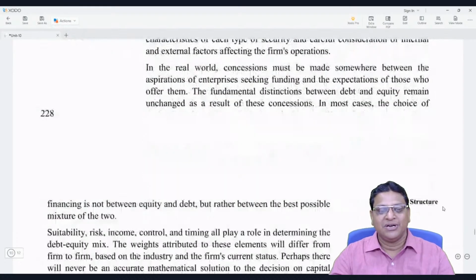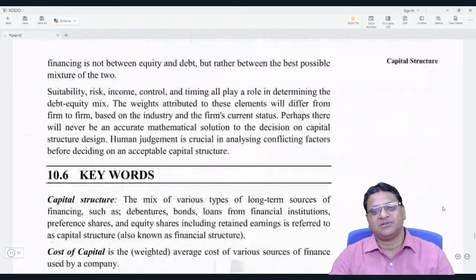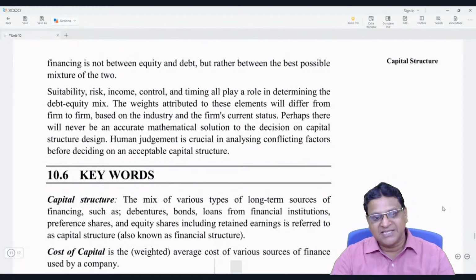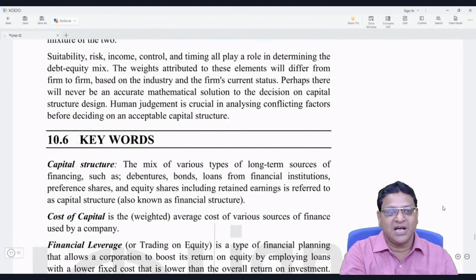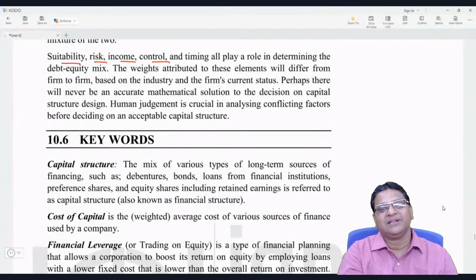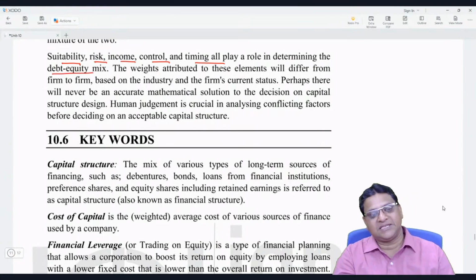Appropriate capital structure depends upon many factors. What are the factors? While designing appropriate capital structure, we have to make EBIT, EPS analysis. We have to make the cost of capital analysis or weighted average cost of capital analysis, and we also have some other factors which decide the appropriate capital structure. Those factors are suitability, risk, income, control, timing. These also affect the debt equity mix of an organization.